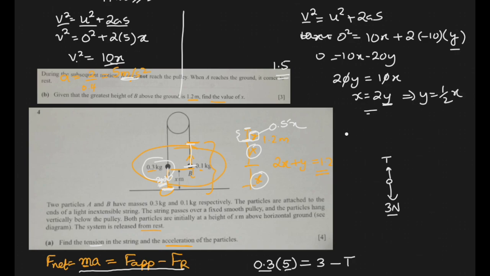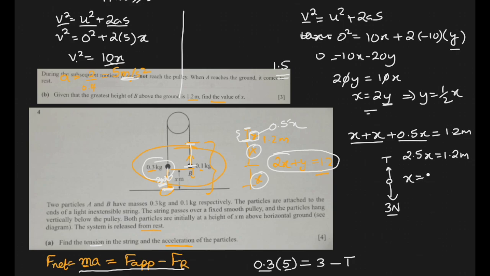So that means X plus X plus 0.5X is equal to 1.2 meters. They said the maximum it reaches is 1.2 meters. 2X plus Y is 1.2 meters. We will find X now, which is 2.5X equal to 1.2 meters. So X is 1.2 divided by 2.5, which comes out to be 0.48 meters.